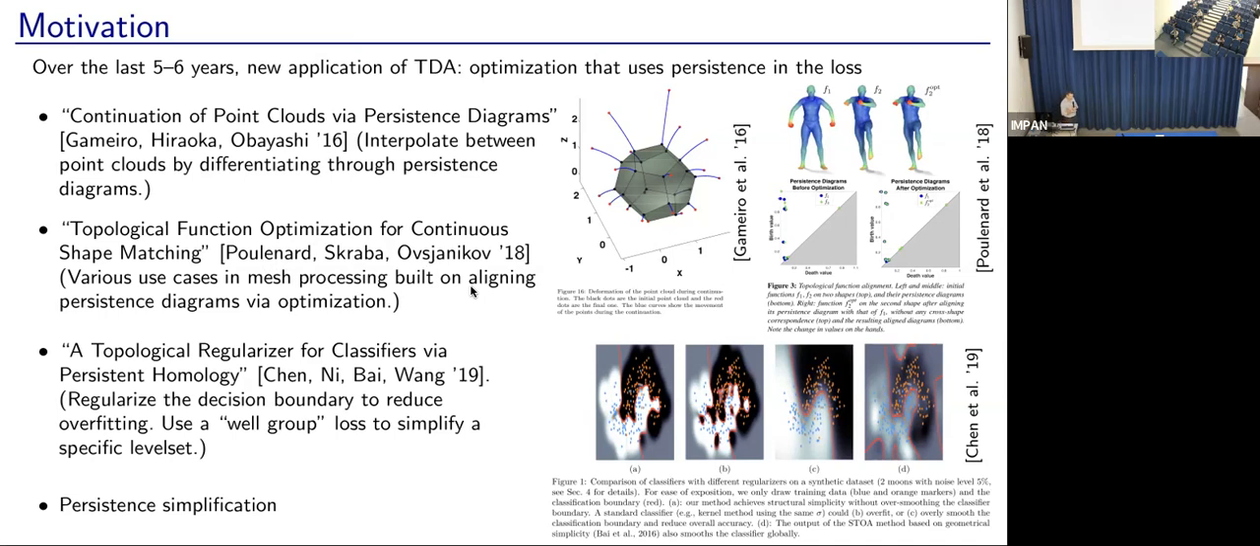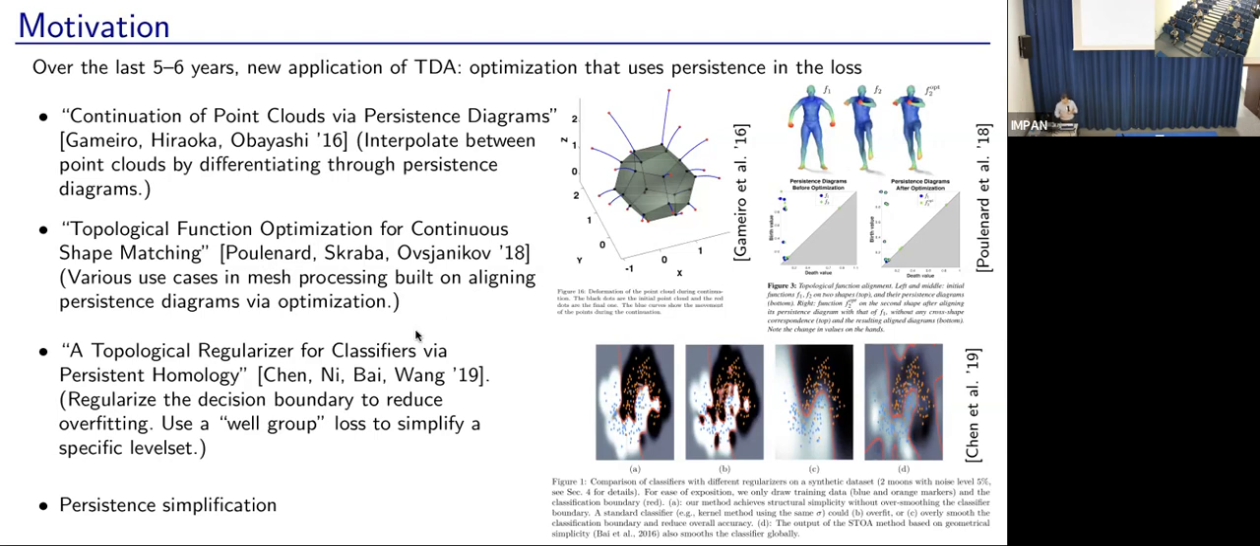Another approach came from Poulenard, Skraba, and Ovsjanikov, where they solve lots of geometry processing tasks, such as manipulating meshes, by doing the same kind of backpropagation. You take two meshes, take some function on them, get one persistence diagram and another, and now you can morph one mesh into the other, so these usual tasks that graphics people like, of moving a person from one pose to another, by moving points in the persistence diagram and backpropagating.